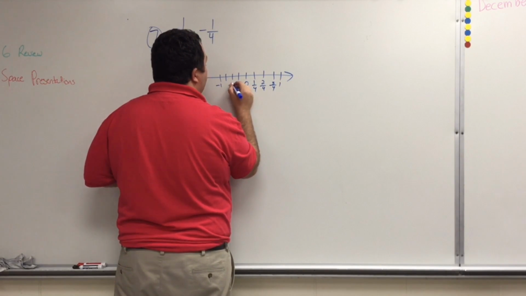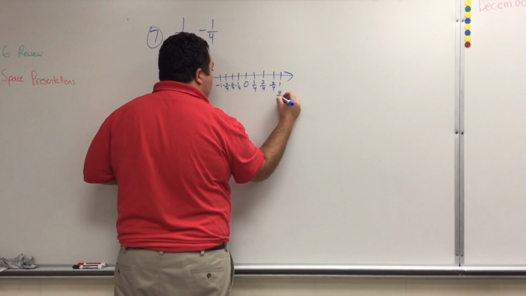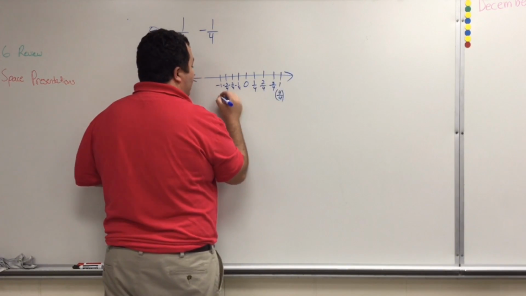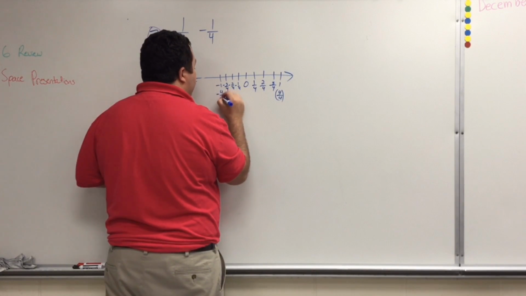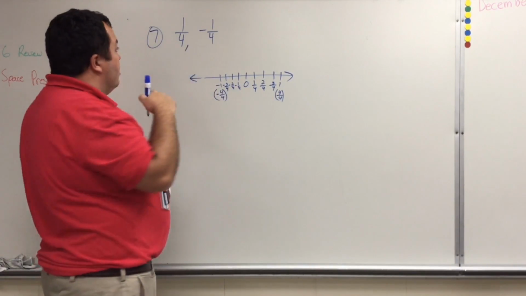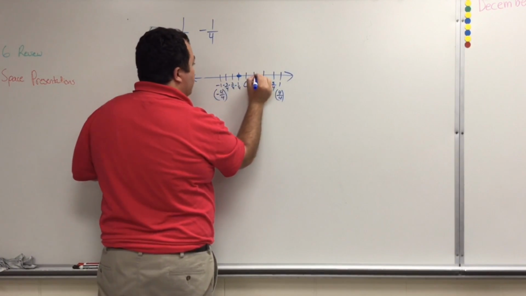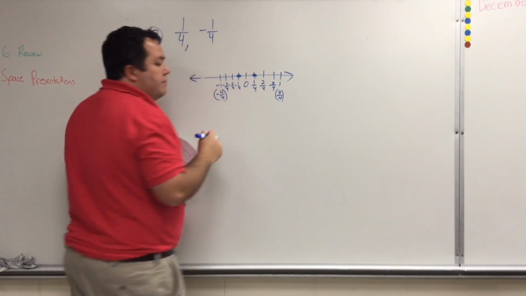-1/4, -2/4, -3/4. Now, of course, right here, 4/4 is equal to 1 whole. And then right here is -4/4 is equal to -1. That's how we have it divided up. Then I'm just going to plot this. I'm going to make sure I do it on the line with a big bubble so when Miss Russell checks our test, she can see it.